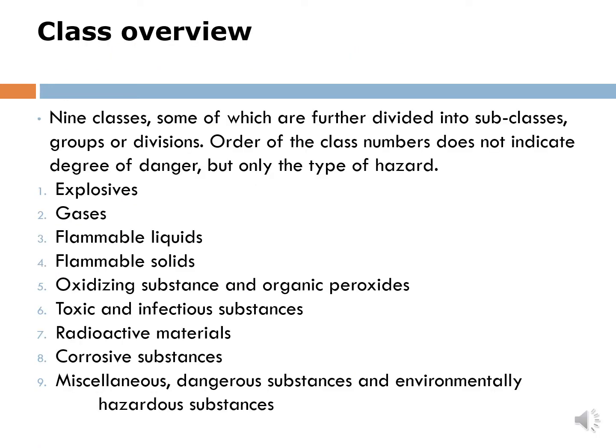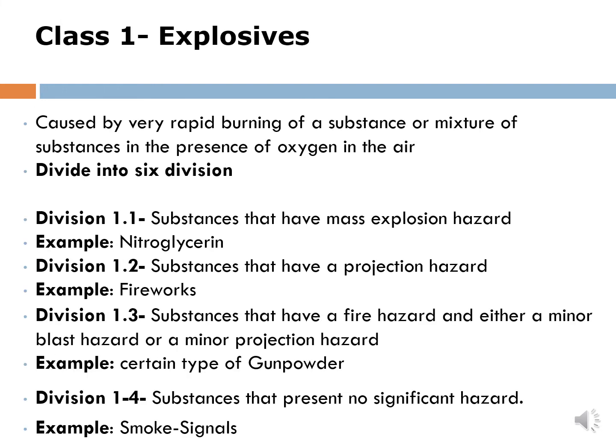Now we will discuss these classes. Overall, there are 9 classes. All hazards are divided into 9 classes, 1 to 9, and the order of these class numbers does not indicate the degree of exposure or degree of danger. These are not arranged according to the degree of danger; this just mentions the type of hazard. We will discuss these classes individually.